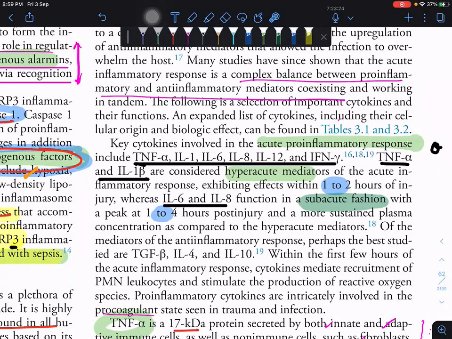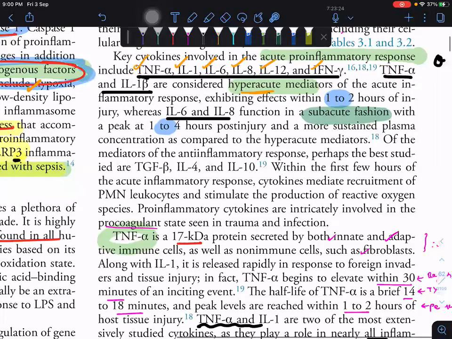One is TNF-alpha, IL-1, IL-6, IL-8, IL-12, and interferon gamma. Anyway, you have to remember only these are the cytokines involved in the acute pro-inflammatory responses: TNF-alpha, IL-1, IL-6, IL-8, IL-12, interferon gamma. Among these, what are the hyperacute mediators? The next MCQ: TNF-alpha and IL-1 beta. They exhibit the effect within 1 to 2 hours.